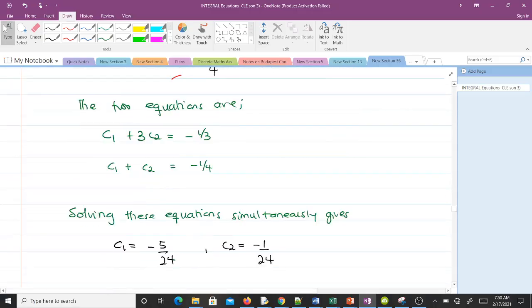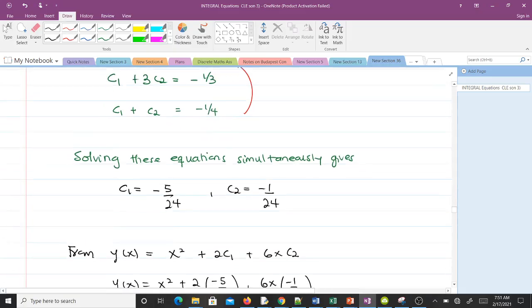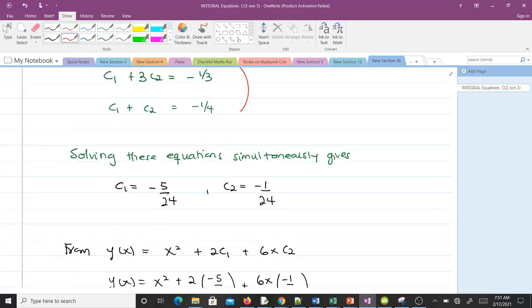Our two equations are these. Solving them simultaneously, you can use any method you know for solving systems of linear equations, such as Cramer's rule, Gaussian elimination, or anything else. When you do that, you get c1 to be negative 5 on 24 and c2 to be negative 1 on 24.